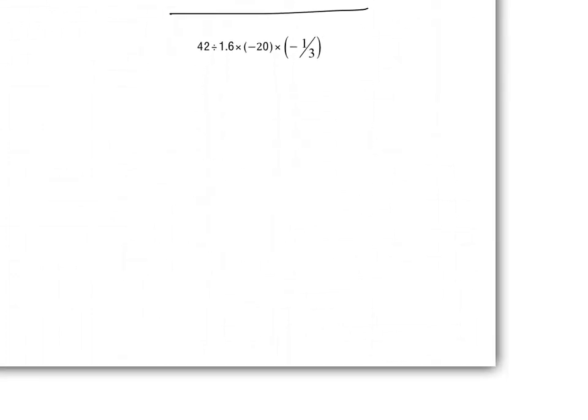Alright, last one. Once again, I'm looking at this, and this one's a little bit funky because we end up with a decimal on the bottom of a fraction when we rewrite this as a multiplication. So that just means that in the end, we're going to have to do something with that to kind of fix it up.